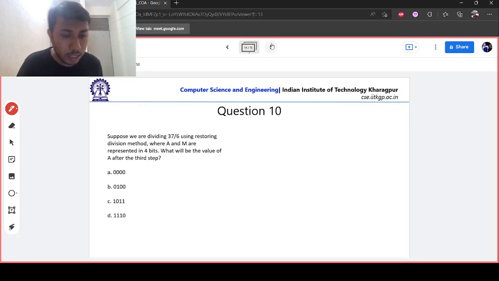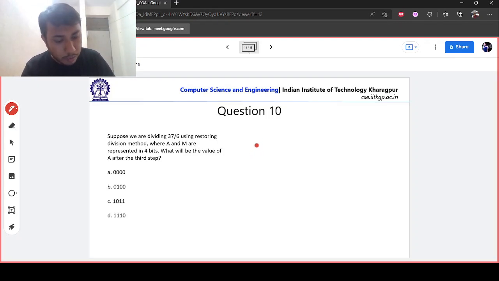So let's go to the last question. Suppose we are dividing 36 by 6 using the restoring division method. When A and M are represented in 4 bits, what will be the value of A after the third step? Again, this algorithm was present in this week's lecture, the restoring division method. So I will quickly show you the steps that are required.